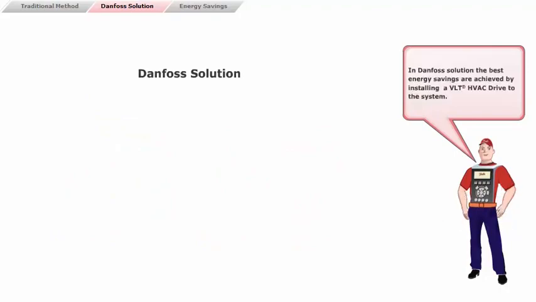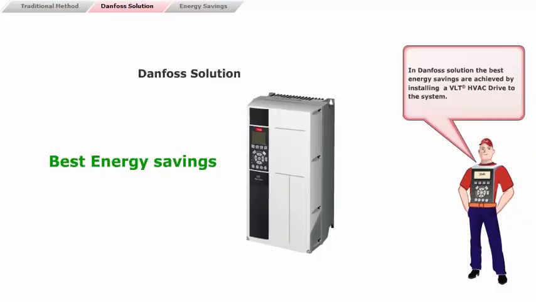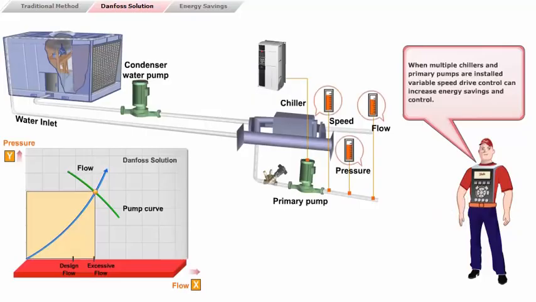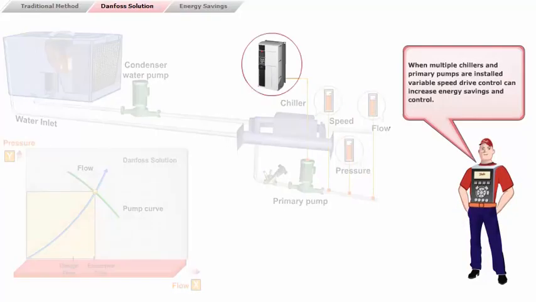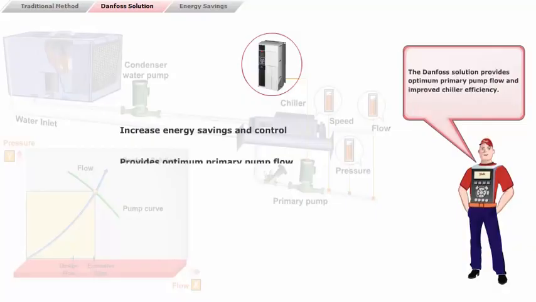In the Danfoss solution, the best energy savings are achieved by installing a VLT HVAC drive to the system. When multiple chillers and primary pumps are installed, variable speed drive control can increase energy savings and control. The Danfoss solution provides optimum primary pump flow and improved chiller efficiency.